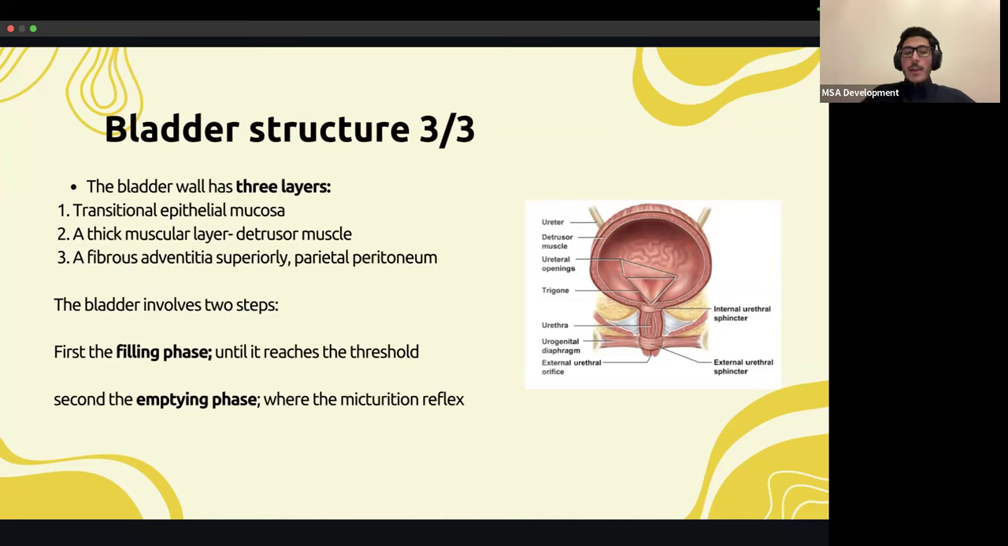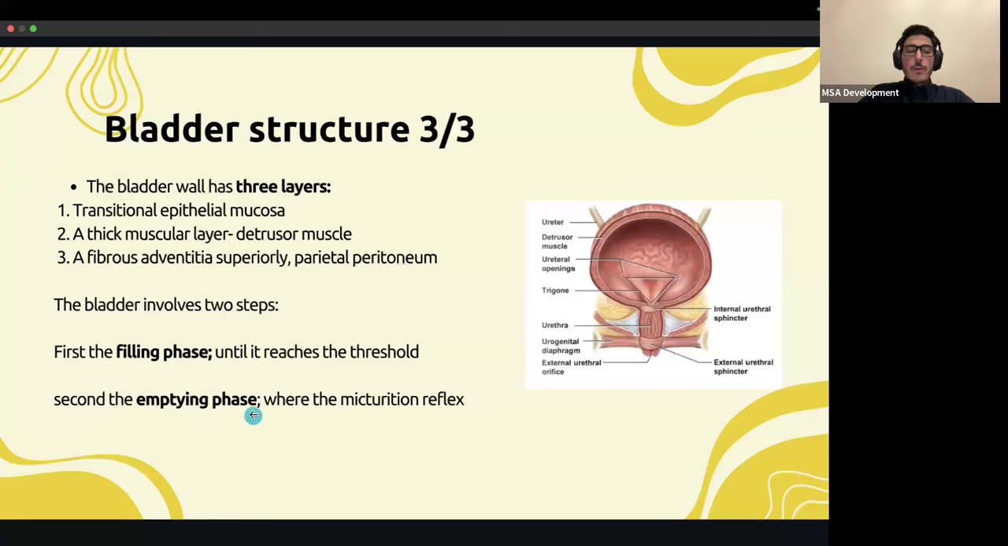It's the phase that we add urine, or urine is being added into the bladder through the ureters coming from the kidney, until it reaches a specific level that we call the threshold, where you're going to have those reflexes that alert you that you need to go and micturate.